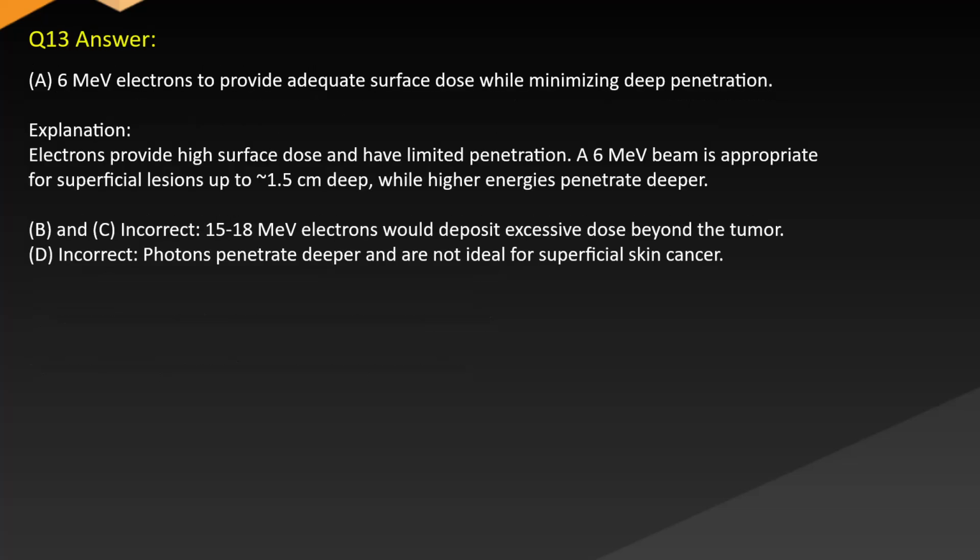Answer: A. 6 MeV electrons to provide adequate surface dose while minimizing deep penetration. Explanation: electrons provide high surface dose and have limited penetration. A 6 MeV beam is appropriate for superficial lesions up to 1.5 cm deep, while higher energies penetrate deeper. B and C. Incorrect. 15-18 MeV electrons would deposit excessive dose beyond the tumor. D. Incorrect. Photons penetrate deeper and are not ideal for superficial skin cancer.